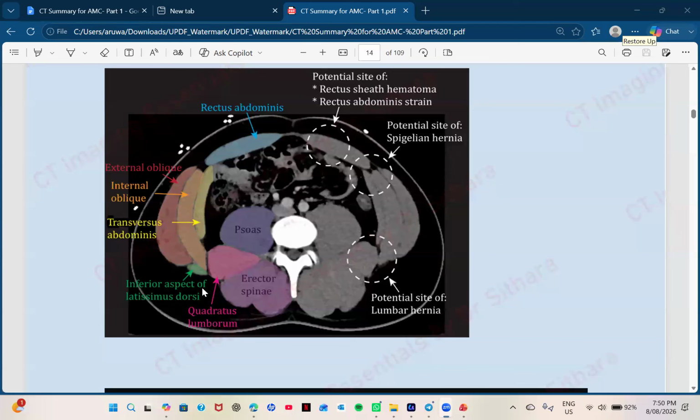Psoas muscle. And here, rectus abdominis, because this is very important once you are doing rectus sheath hematoma, right? This is the area where you can see the rectus sheath hematoma. Then here external oblique, then internal oblique muscles. You can see the transverse abdominis, psoas muscle, quadratus lumborum muscle. Then latissimus dorsi is also present, and erector spinae muscle. The psoas muscle and the rectus abdominis are very important because sometimes they ask about psoas abscess, psoas hematoma.